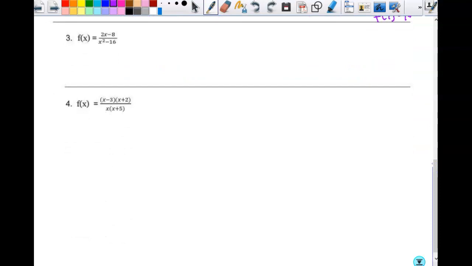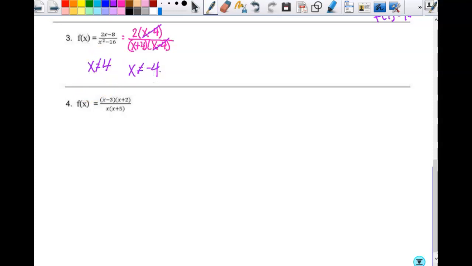Okay, let's look at number 3. So I need to factor. Factor out a 2, that leaves me with x minus 4. Denominator, I get x plus 4 times x minus 4, thank you. Can I reduce anything? Yes, so these cancel out. X cannot equal 4, right? And x also cannot equal negative 4. Would you agree with that?